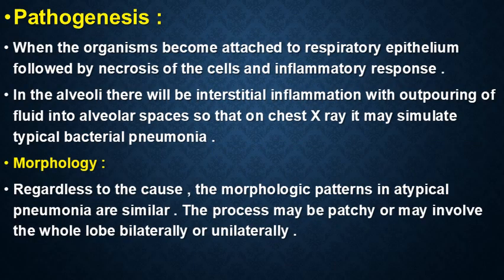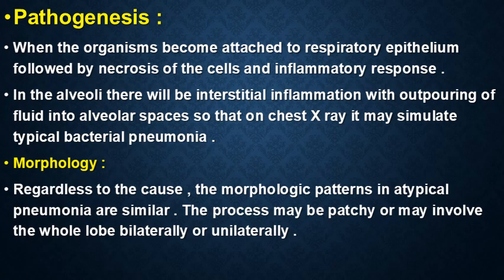The pathogenesis of atypical pneumonia. The organism becomes attached to the respiratory epithelium, because there is a specific receptor in the respiratory epithelium that is attached by the microorganism, whether it's a virus or mycoplasma or any type. When this attachment takes place, it is followed by necrosis of the cell, and according to this attachment there would be an inflammatory reaction. In the alveoli, there will be interstitial inflammation.